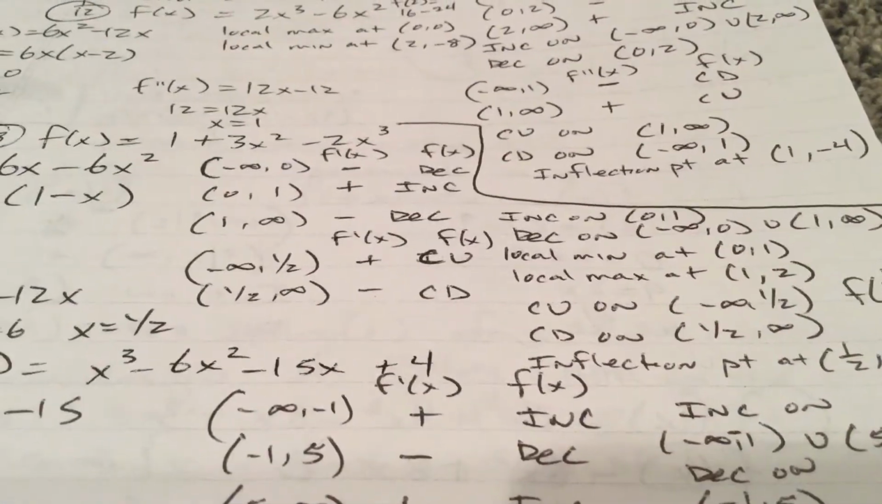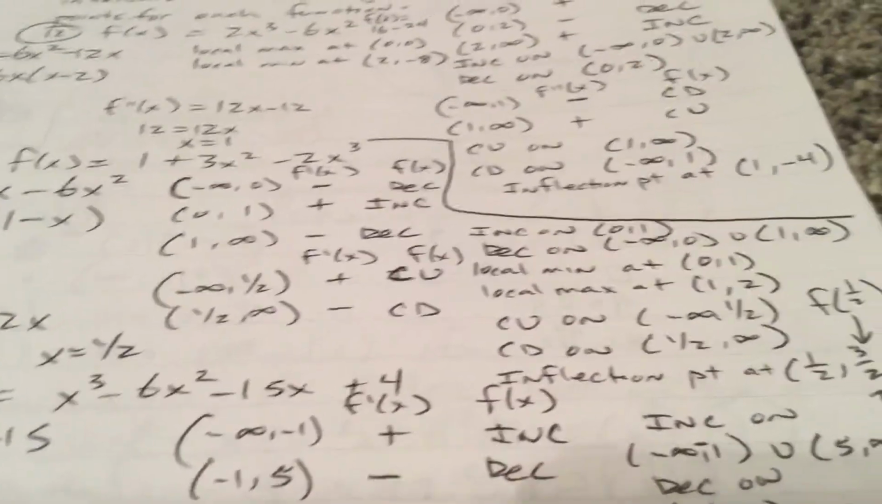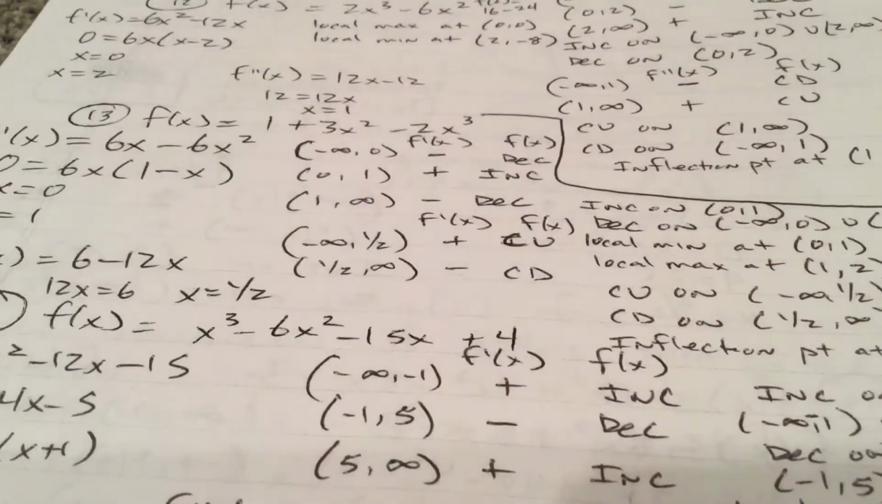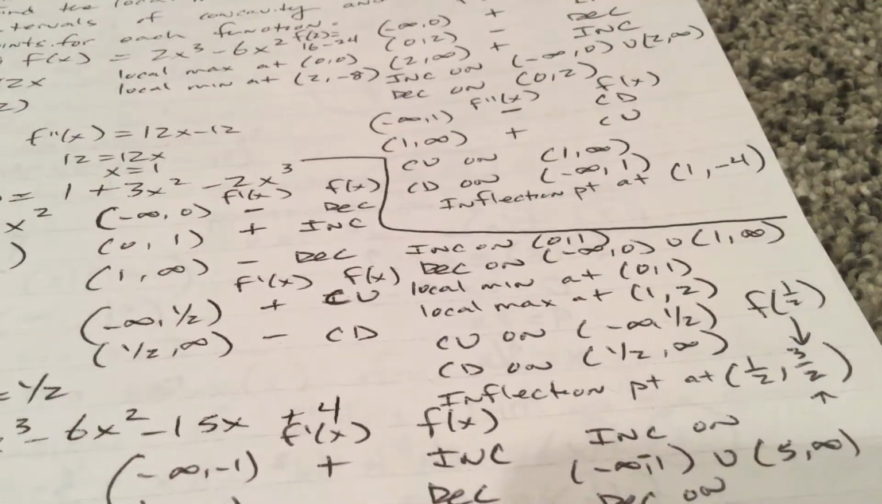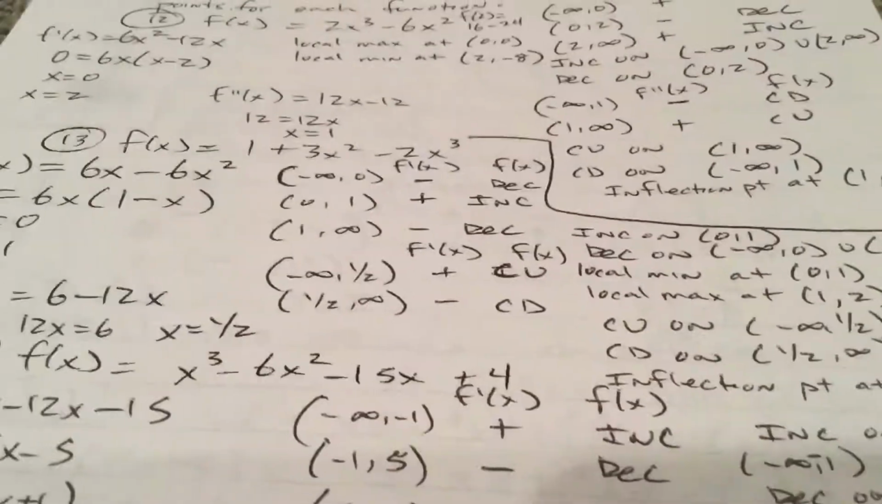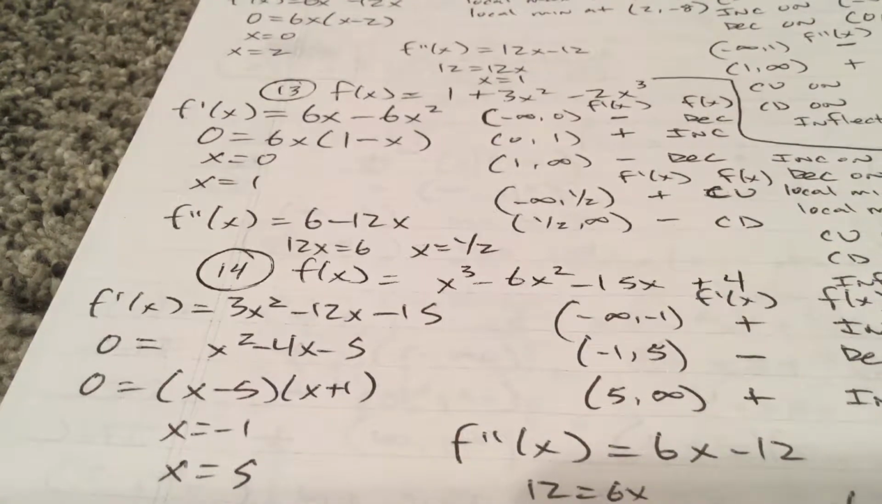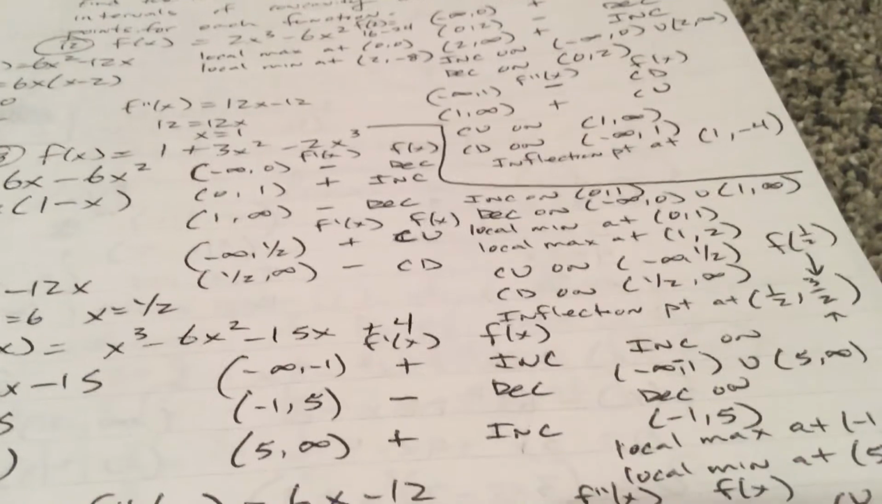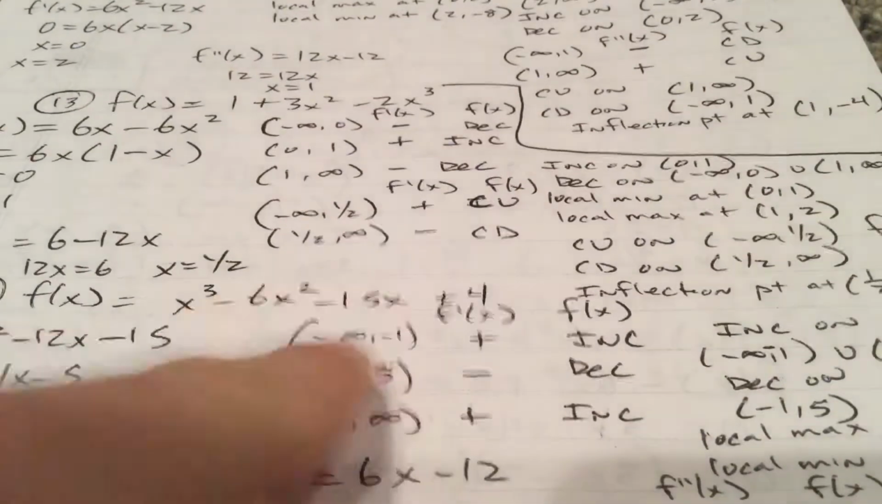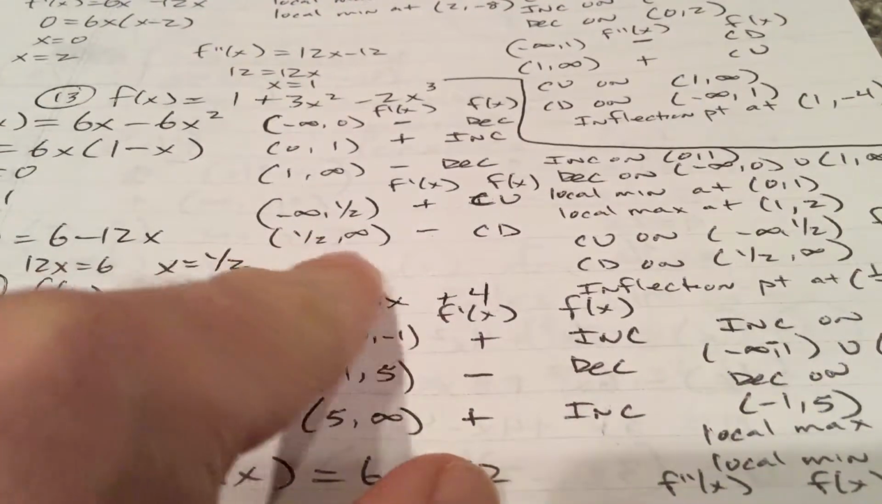Okay, so it's increasing on those, decreasing on those. It's got a local min because it goes from decreasing to increasing at 0, 1. Just plug that into the original. It's got a local max because it goes from increasing to decreasing at 1. Plug that in for x, 2. Take the second derivative, set it equal to 0, that's 1/2. Okay, so there's the interval there, -infinity to 1/2, 1/2 to infinity.